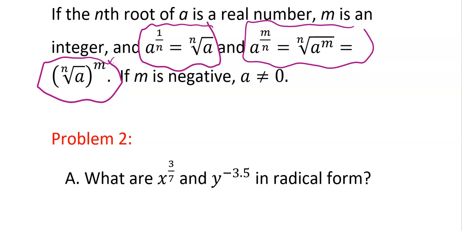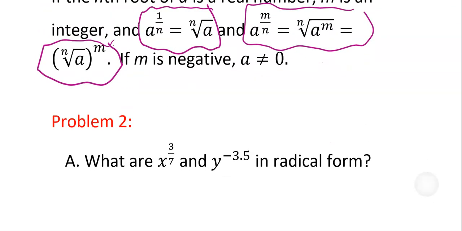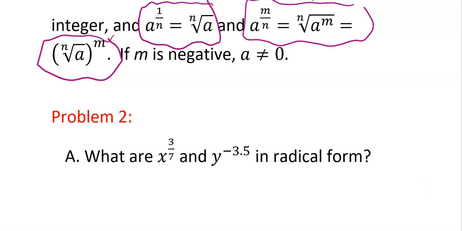So we're going to do x to the 3/7 and y to the negative 3.5. So what do you do when they're in fractional exponents? What do you do when they're in decimal exponents to get them as a radical? Does everybody have that? Okay, I'll just kind of put it right there.